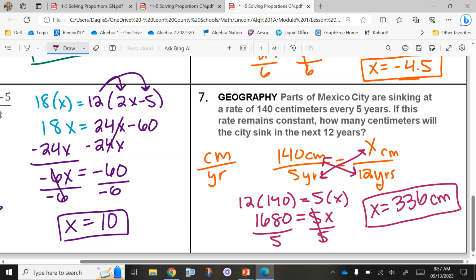Have we seen this before? Have you done proportions before? Kind of? Okay. So it wasn't brand new. It was kind of familiar, but it hasn't been recent. Okay.